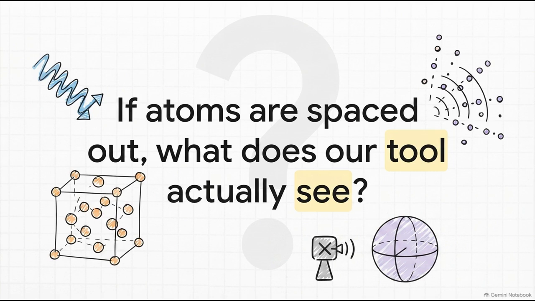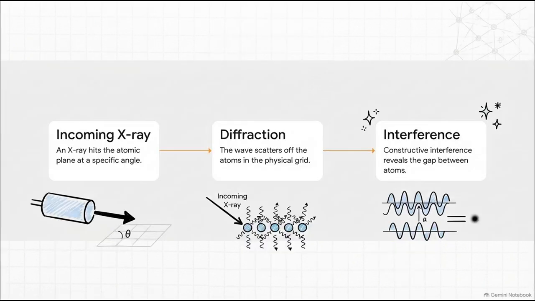X-rays happen to have wavelengths that are roughly the exact same size as the physical distance between atoms in a crystal. So instead of acting like a camera taking a photograph, our X-ray acts a lot more like a specialized wave that bounces off these atomic layers. So how does that bouncing actually work? It's governed by this beautiful piece of physics called Bragg's law.